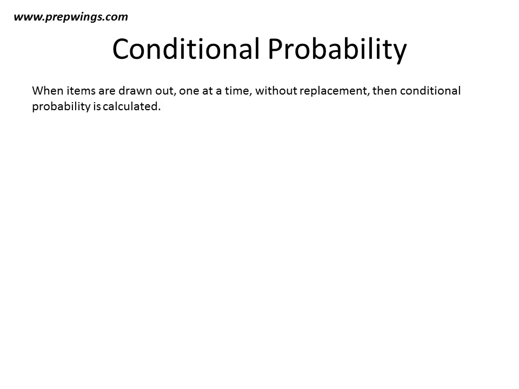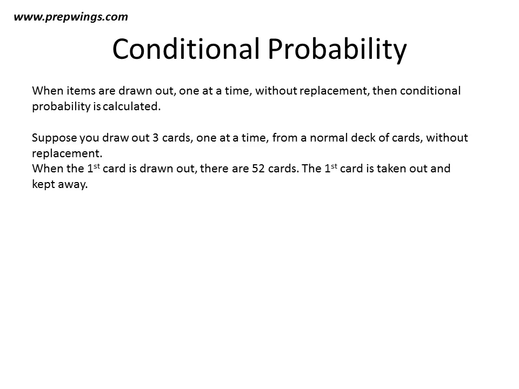Now when items are drawn out one at a time without replacement, then conditional probability is calculated. When we say without replacement, it means that we are not replacing them back into the deck or the bag from where the items are withdrawn. Now suppose you draw 3 cards, one at a time, from a normal deck of cards without replacement.